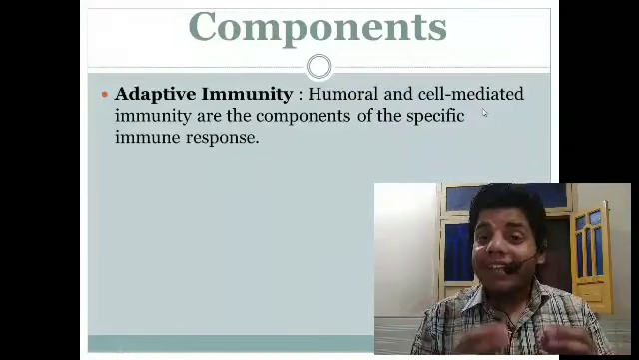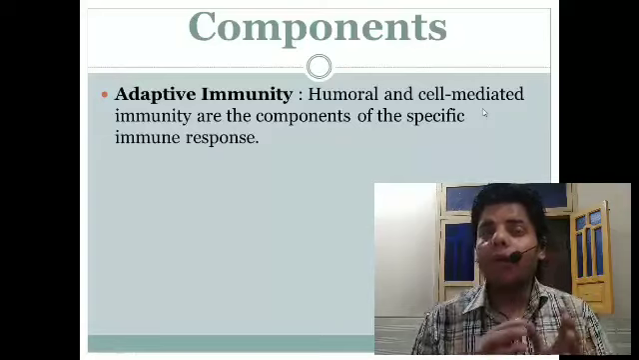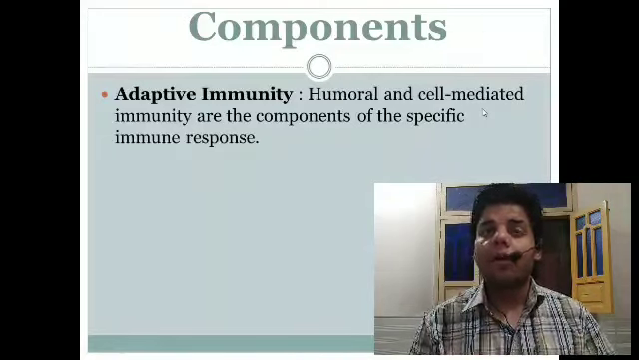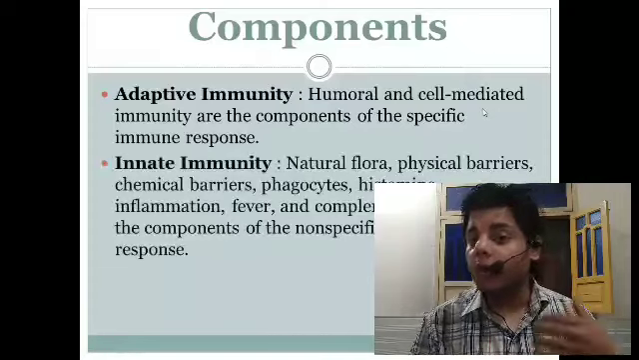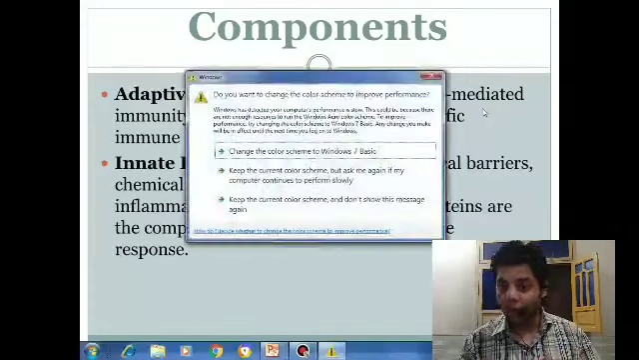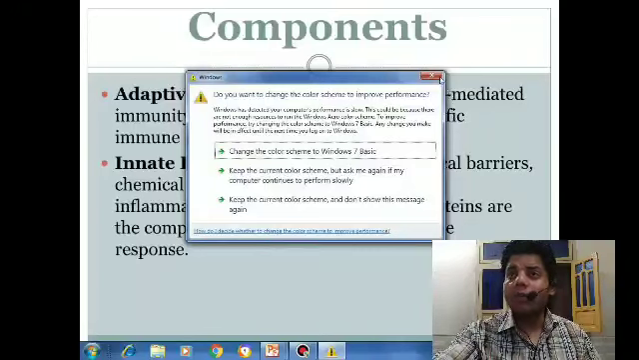Okay, so the main components of adaptive immunity are humoral and cell-mediated. Now, if we talk about innate immunity, the main component of innate immunity is the normal flora of our body. Now, what does normal flora mean?